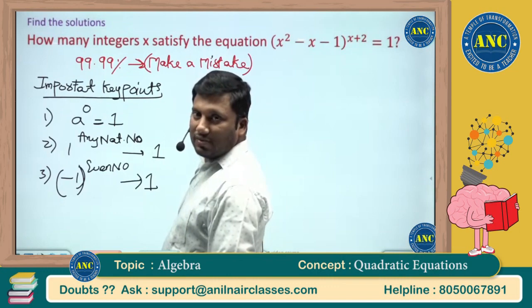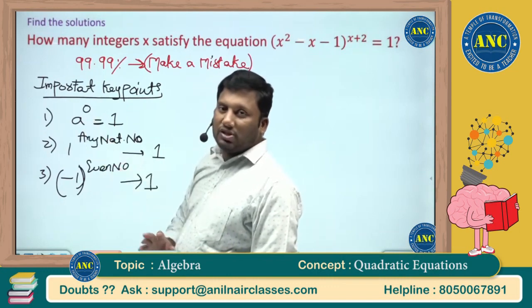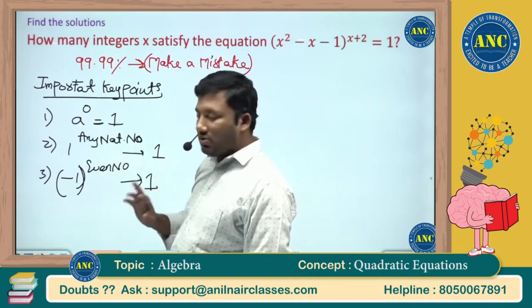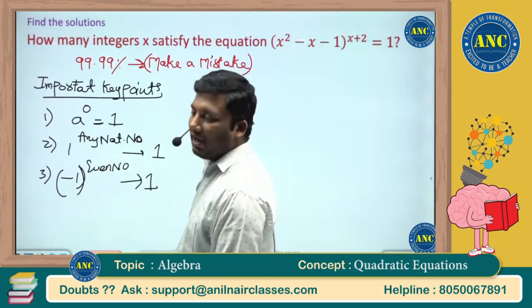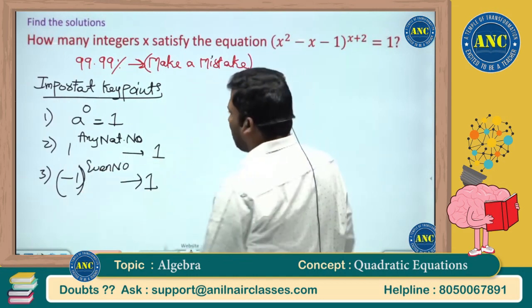All three cases we need to consider. Power can be 0, and anything power 0 is 1. Base can be 1. Base can be minus 1. Power can be an even number. Three cases we have to consider.